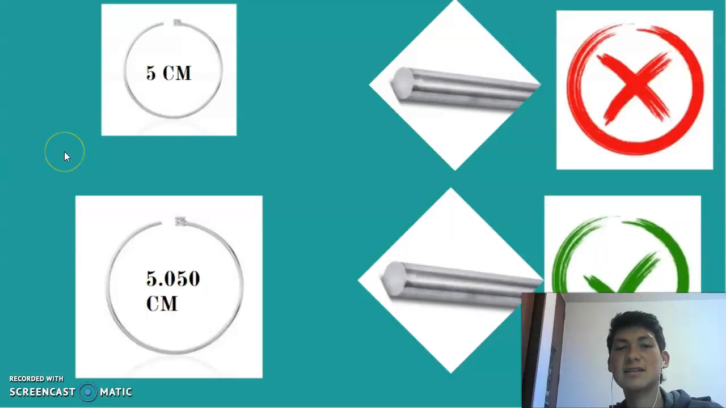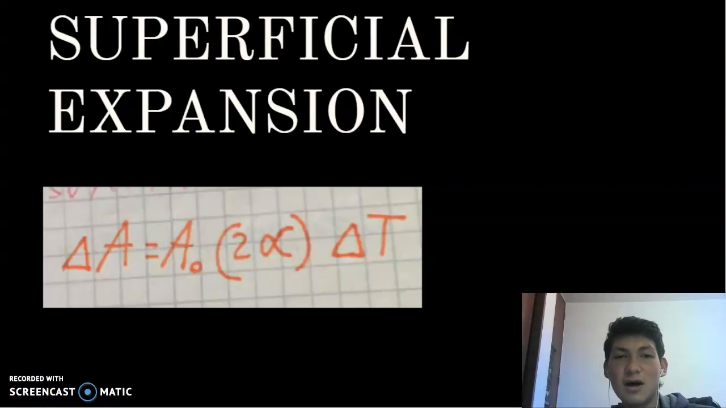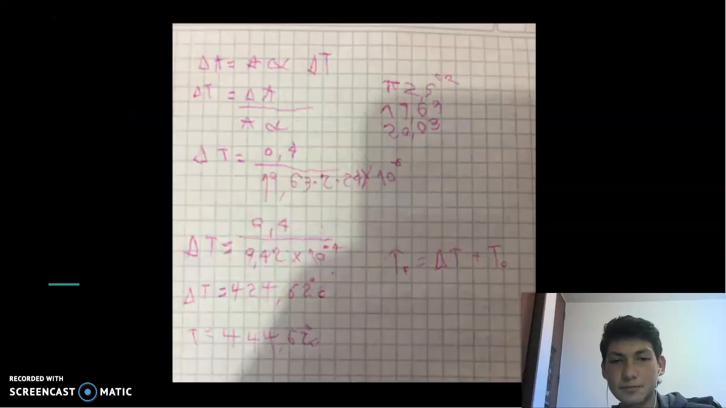So in this exercise we need to know at what temperature the ring grows the necessary amount to be able to slide through the bar. We know that the exact diameter is 5.050. This is a superficial expansion, so we need to use this formula.